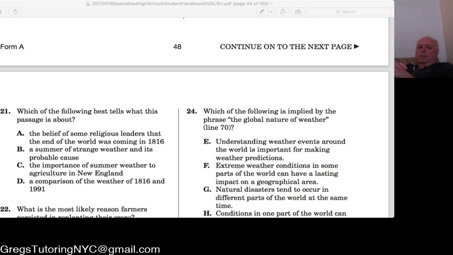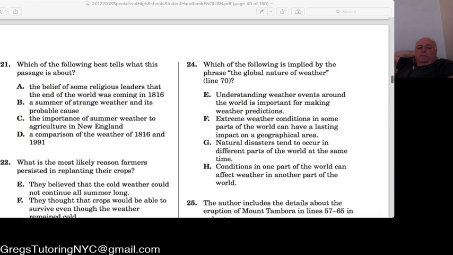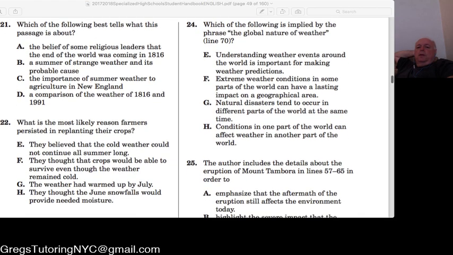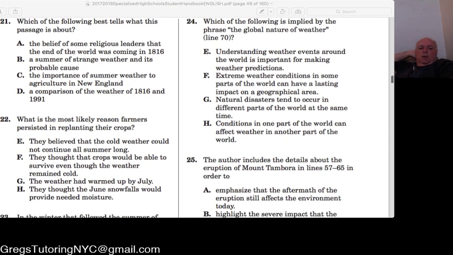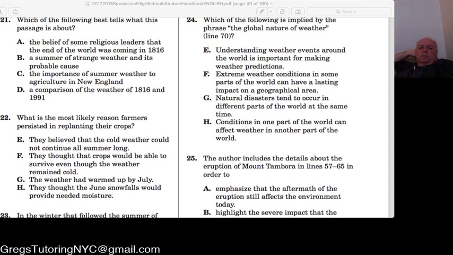And then D, a comparison of weather in 1816 and 1991. Okay, there was a comparison made during the passage about that, but that's not the main idea of the passage. The main idea of the passage was that cold winter happening at that time. So 21 would be B. Okay, so 21 wasn't too bad. 23. What is the most likely reason farmers persisted in replanting their crops?